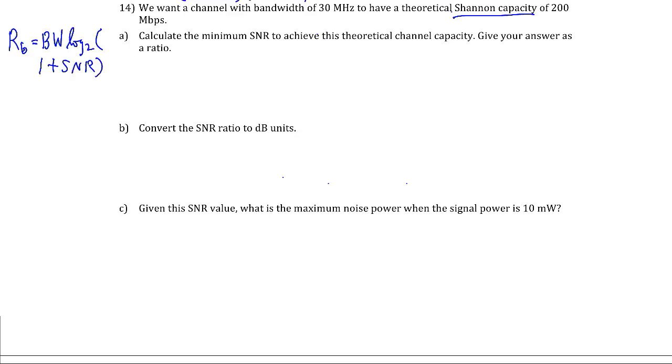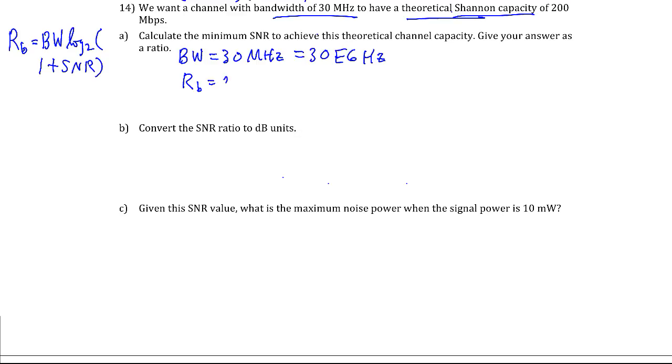Let's see what we're given here. We're given the bandwidth. The bandwidth is 30 megahertz, or 30 times 10 to the 6th hertz. We're given a theoretical Shannon capacity of 200 megabits per second. That's our RB value: 200 times 10 to the 6th bits per second. And it asks us to solve for the SNR.